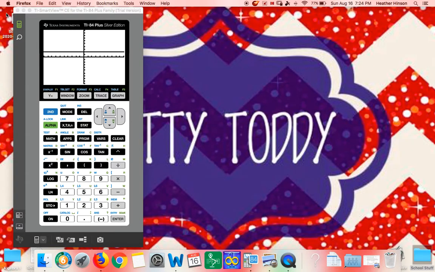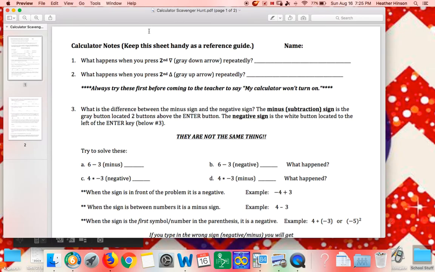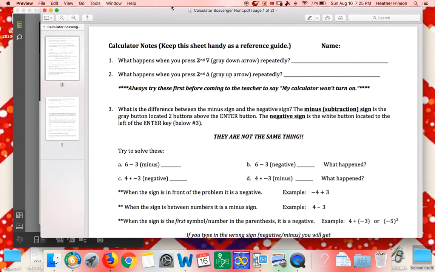So today we're going to go over our calculator scavenger hunt so y'all can learn where everything is on the calculator and learn how to use them. They're a little bit different from scientific calculators. They have a lot of extra buttons, so it's very important that you know where everything is. This PDF, the calculator notes page, is on Schoology. If you don't have it, you can get it from there. So we're just going to run through it and make sure y'all know how to work these calculators.